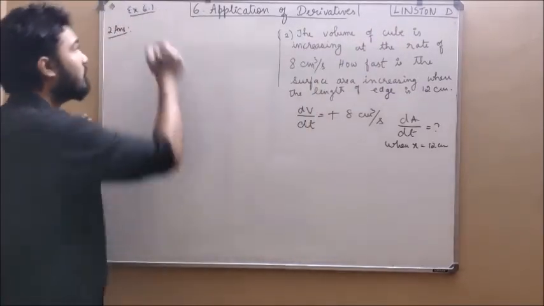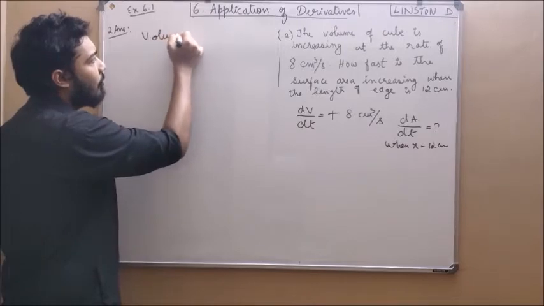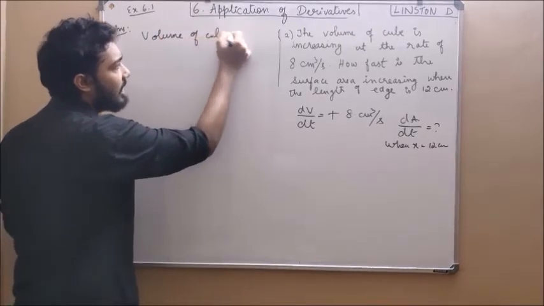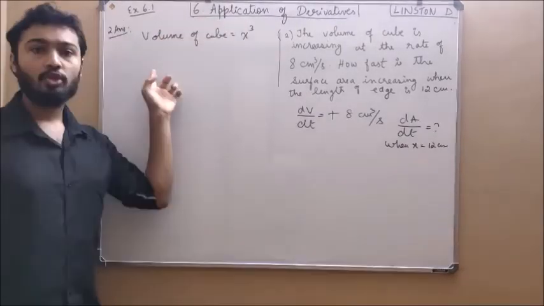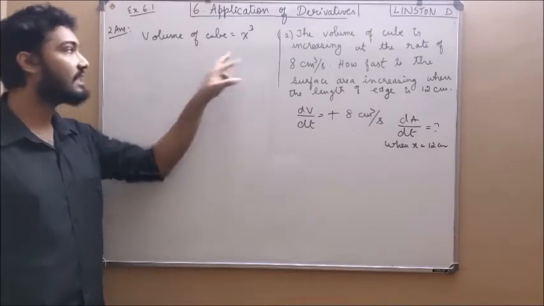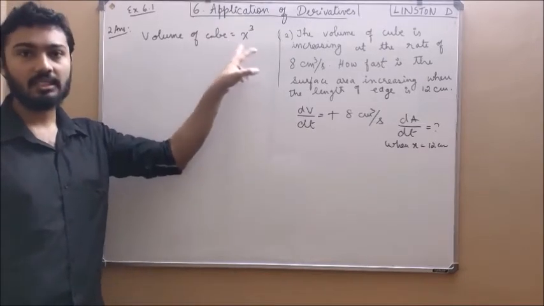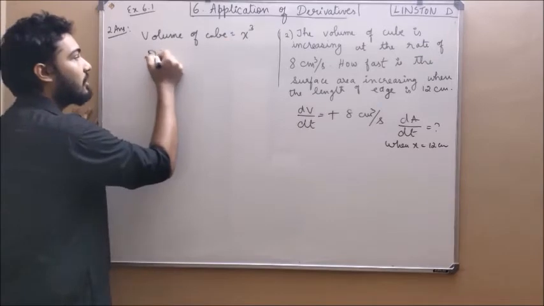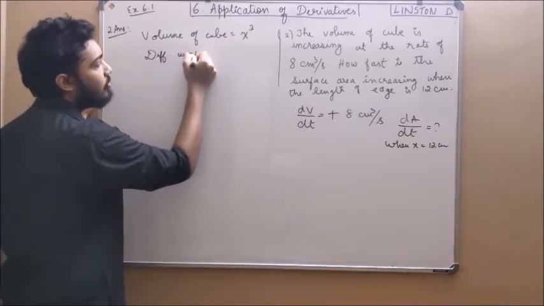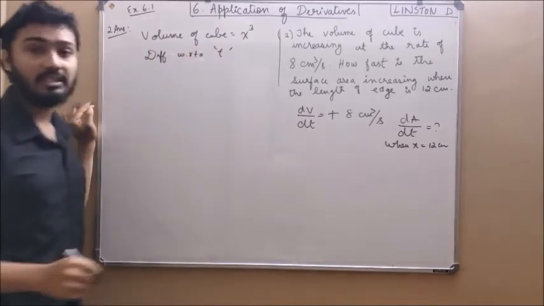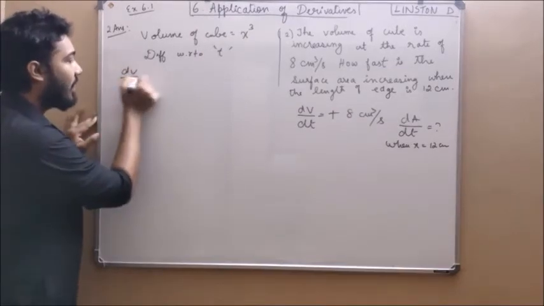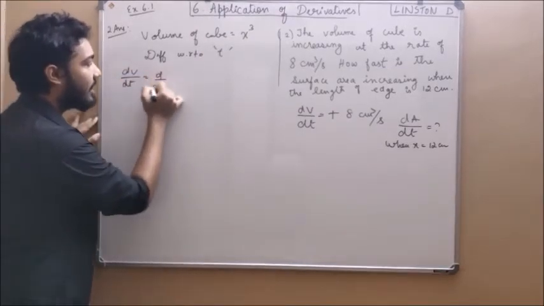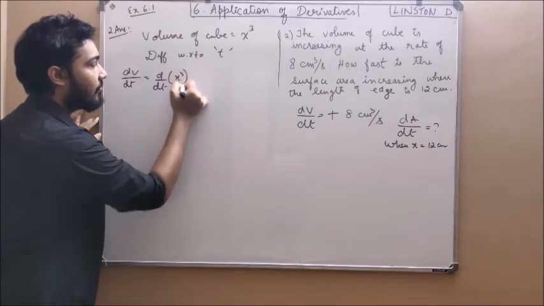Now what is this? Cube. What is volume of cube? We know volume of cube is nothing but x cube, where x is nothing but the side. Now differentiate with respect to t. T is nothing but the time. So dV by dt equal to d by dt of x cube.